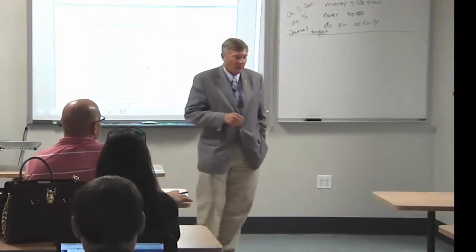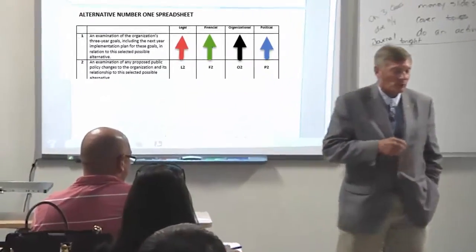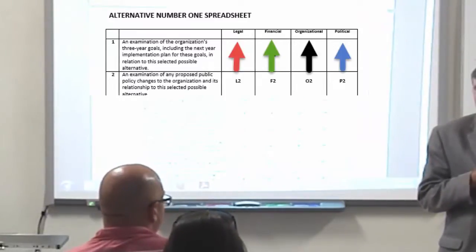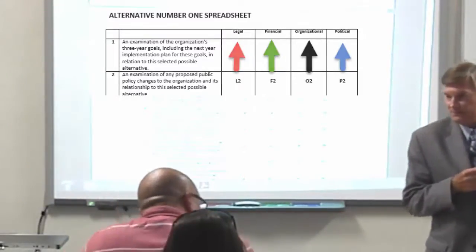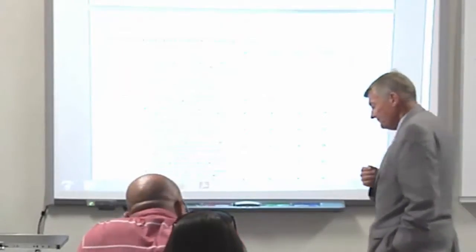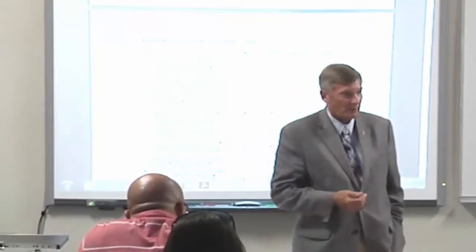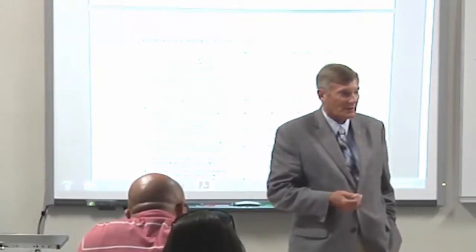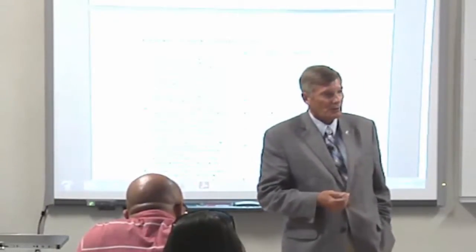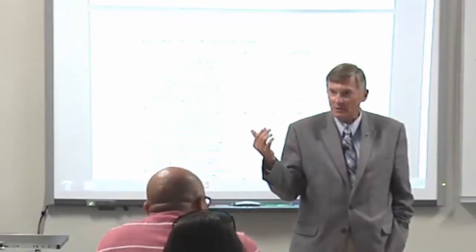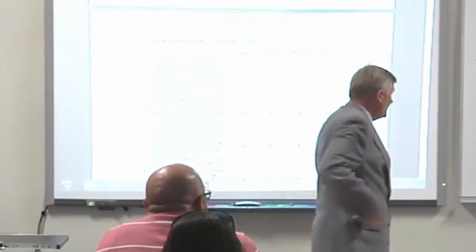Now let's talk about the X column across the top. The legal, the financial, the organizational, and the political. You see that? Okay. Somewhere during the course of this program, we have spoken about the legal, financial, organizational, and political matrix of decision making. Did you all pick that up in one of the classes that we discussed it in? If not, we'll briefly go over it again.